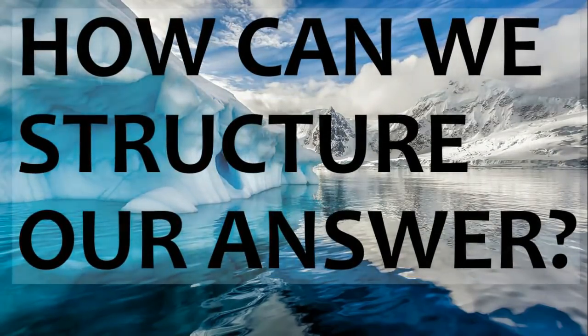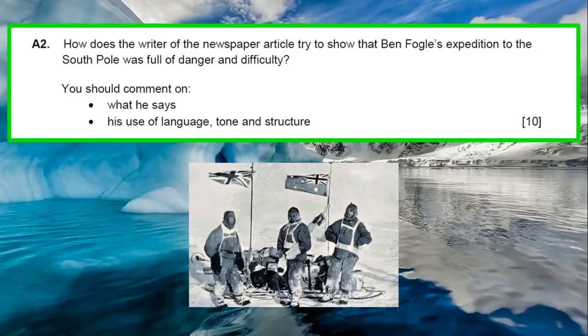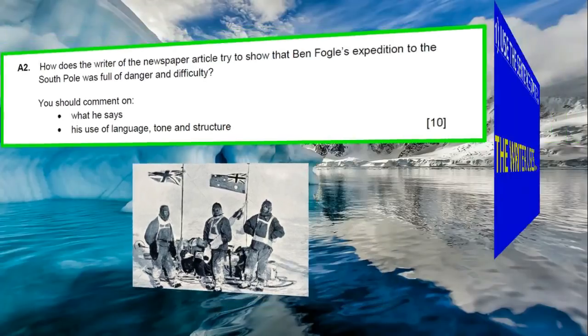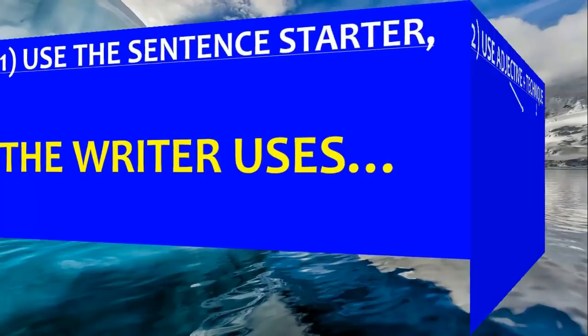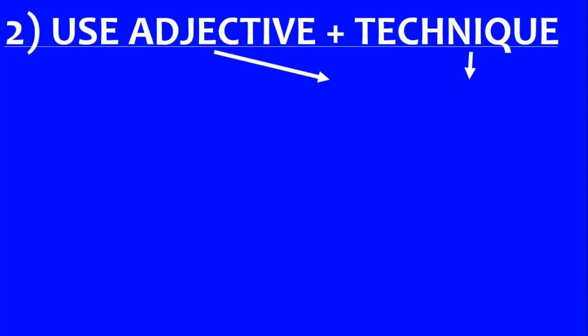So how are we going to structure our answer? So there you go. Ben Fogle's expedition was full of danger and difficulty. So we've got to make 5 to 8 points using quotes. So number one, you can write this down if you want. Use the sentence starter the writer uses. Number two, use an adjective and technique.